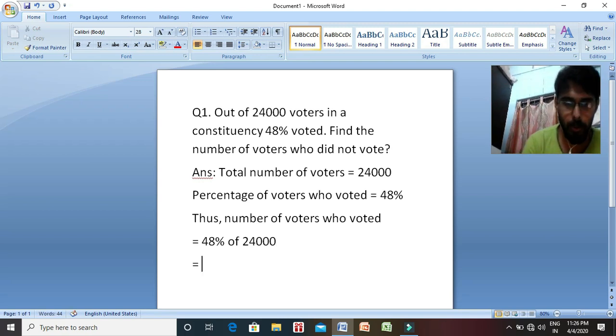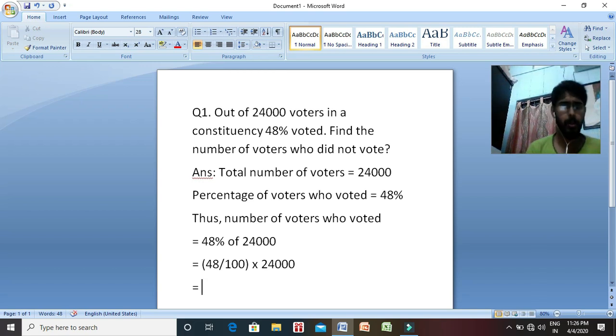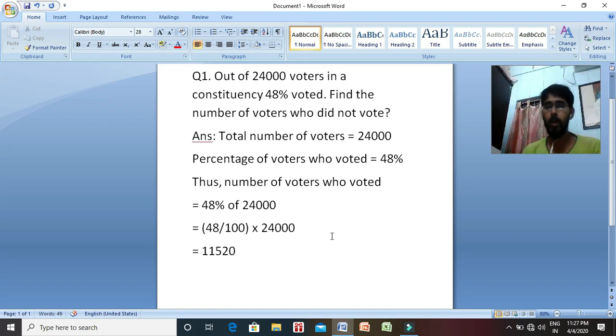So that is equal to 48 by 100, let me put it in brackets, 48 by 100, into 24,000. That is equal to 11520. Okay, so that is the first one, that is the number of voters who have voted. Now we have found out how many voters have voted, so we will just subtract it from the total number of voters and we will find out the number of voters who have not voted.